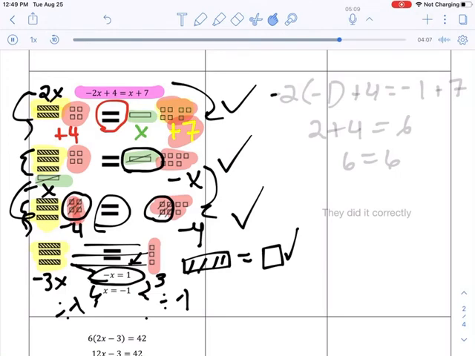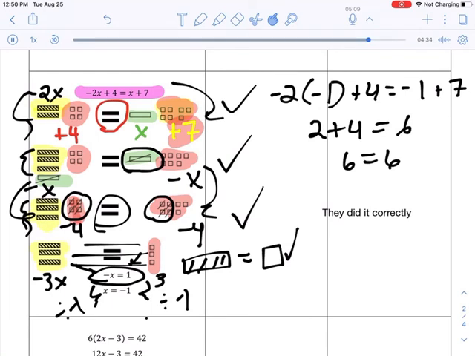And we can plug it back in just to check, because it looks like they've done everything correctly. Negative 2 times negative 1 is going to give me a positive 2, plus 4, and negative 1 plus 7 gives me 6. 2 plus 4 gives me 6. So it looks like in our box here, we can put they did it correctly. All right, so easier than we thought it was going to be. But there's that problem right there.